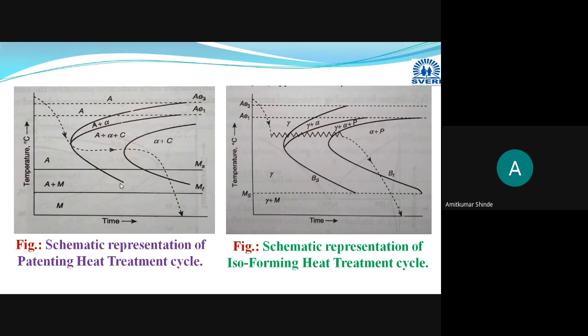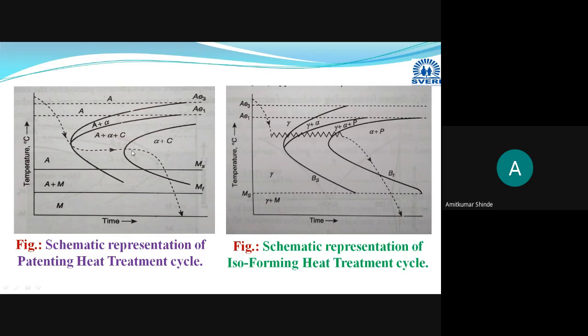As pearlite is forming, generally we are getting pearlite here. That pearlite will provide you better toughness. Whenever you want to improve the ductility and toughness, you have to go with this patenting process, and the end product will be pearlite. Sometimes you may end up with upper bainite also. As pearlite is there, its toughness will be very high.